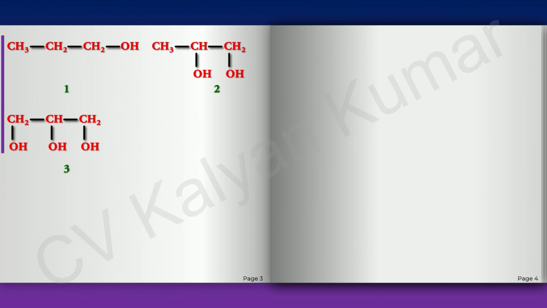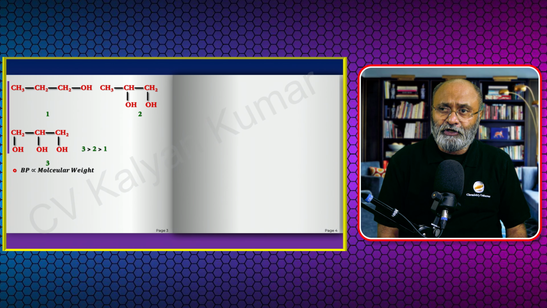Make your order. As I said, the more OH groups, the more hydroxyl groups, the more polar the compound will be, and the more will be the solubility. This is the order. Now, boiling point is almost the reverse of solubility because boiling point is directly dependent on molecular mass. Remember, boiling point and solubility are different. Solubility is in water, whereas boiling point is for the pure compound.